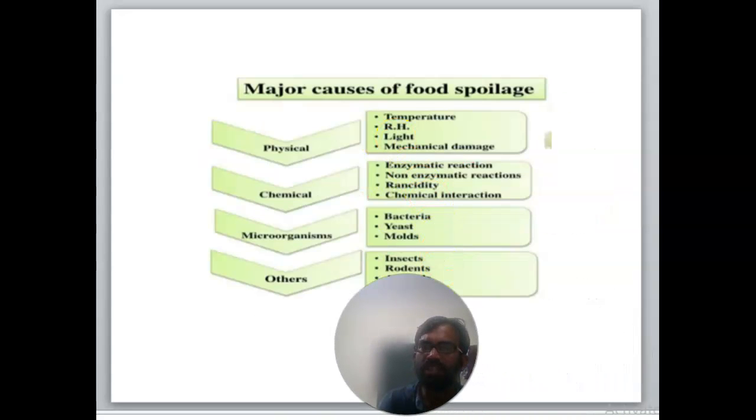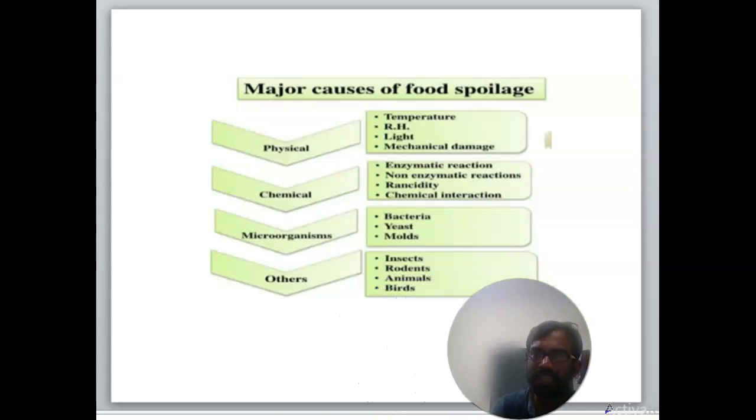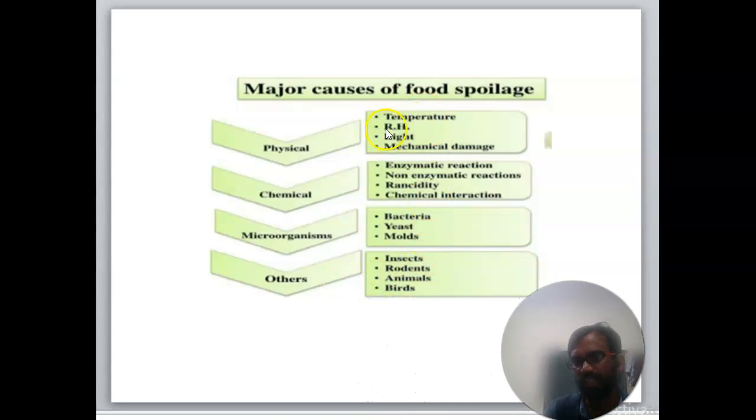And you can see the major causes of food spoilage: physical, chemical, microorganisms and others. Especially the physical factors of food spoilage are temperature, relative humidity and light, and mechanical damage. And especially the chemical ones are enzymatic reactions, non-enzymatic reactions, rancidity and chemical interaction. Bacteria, yeast and molds are the major microorganisms of food spoilage, and the others are insects, rodents, animals and birds.